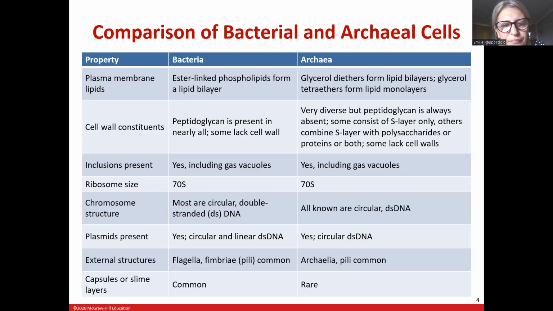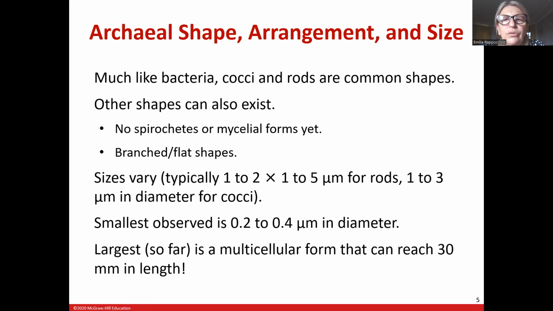Fimbriae and pili are in common, but archaea also have other structures like hami, for instance, and cannulae, which are specific to archaea. The capsule or slime layer are common in bacteria, but not so common in the archaea that have been so far isolated. So like we did with the bacteria, we look at archaea shape, arrangement, and size.